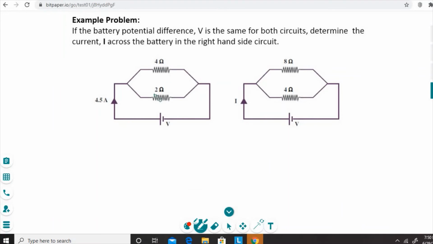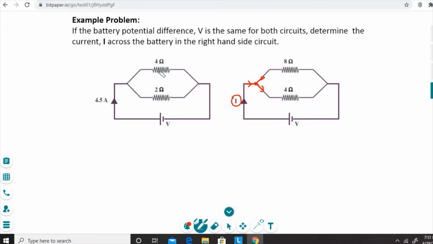Let's try another example problem. If the battery potential difference V is the same for both circuits, determine the current I across the battery in the right hand side circuit. So we need to find the current that goes through the battery, and that current at this junction breaks into two currents. We are not supposed to find these two currents, we just need to find the current through the battery for the right hand side circuit.